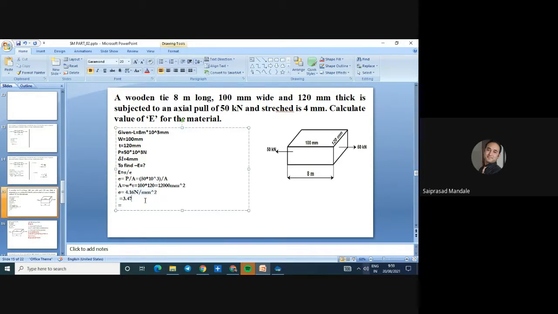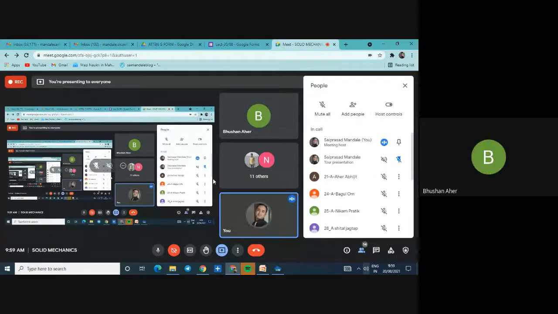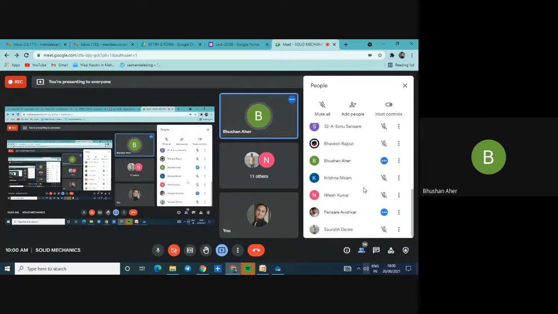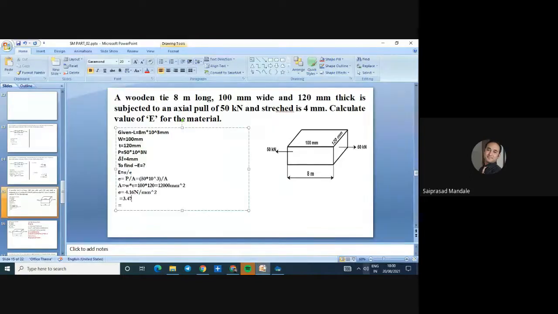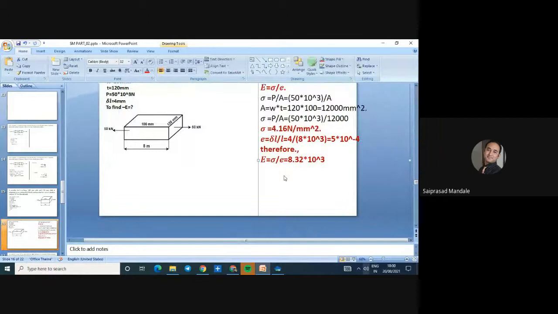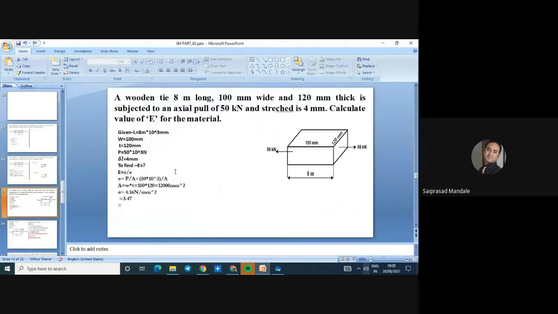Last time I'm expecting an answer. Please tell me, anyone. 4.16. Let me check if it is right or wrong. Okay, 4.16 is the correct answer. So, who gave me the answer 3.47? Please put the values correctly and calculate again.